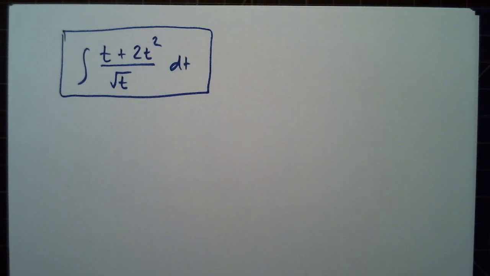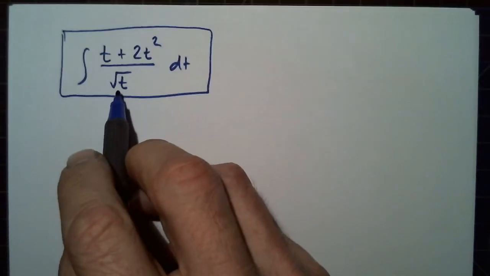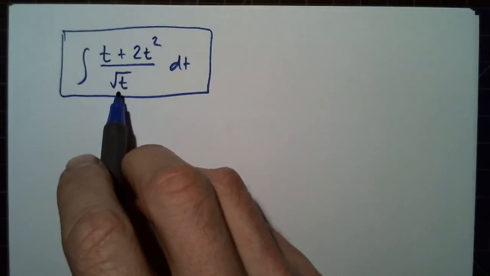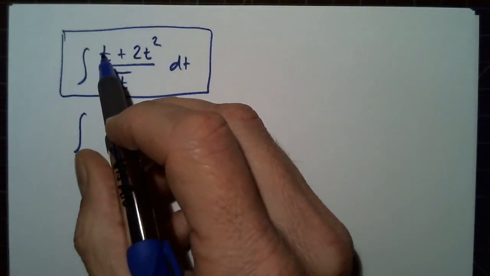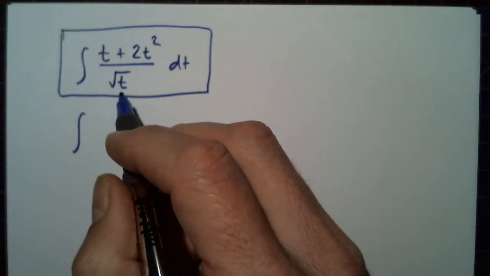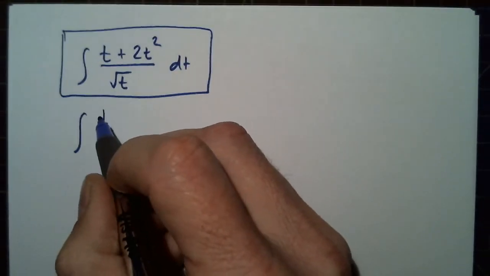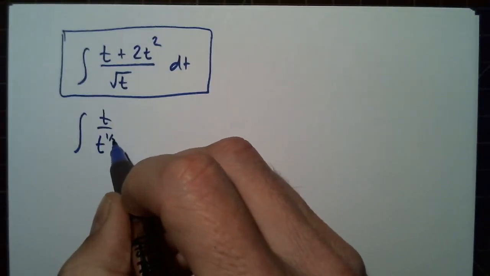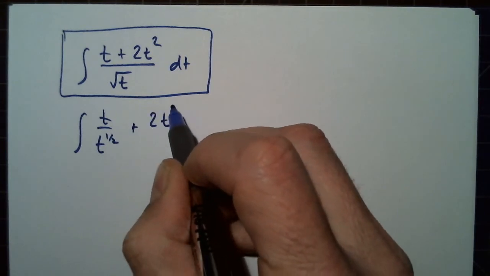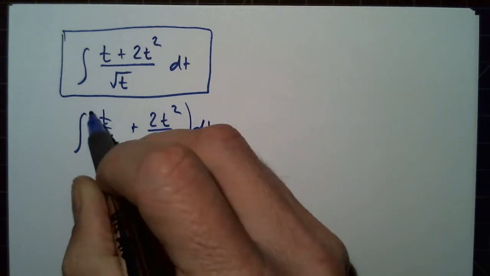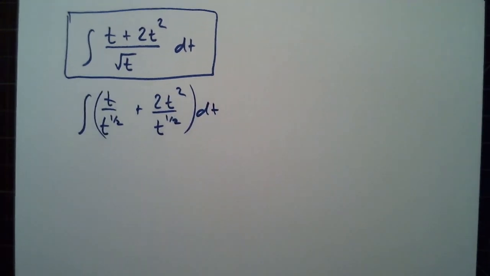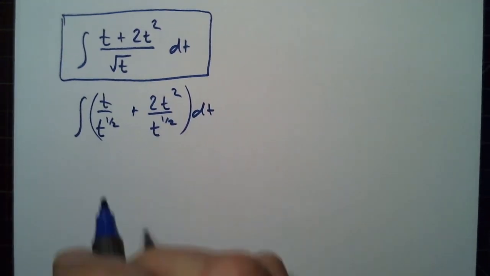Okay, so when we learn substitution, sometimes we always want to use it, but we shouldn't always use it. When there's one term in the denominator, you can just break this up into two separate integrals. So we have t over t to the 1/2 plus 2t squared over t to the 1/2. So we can simplify this so that we don't need to use substitution.